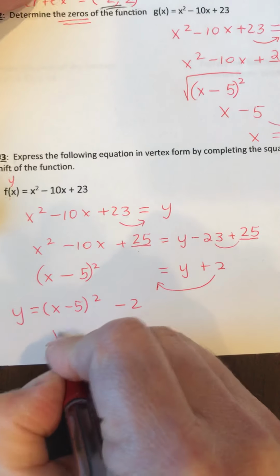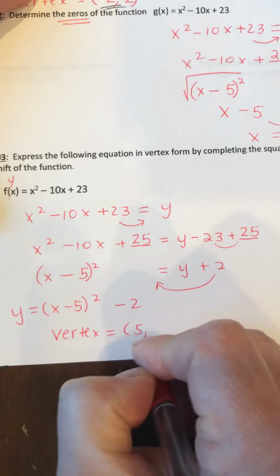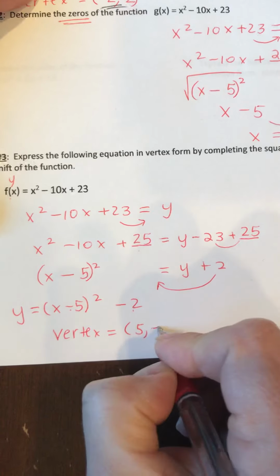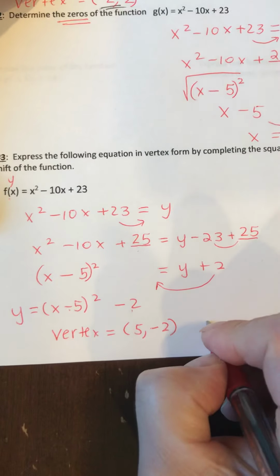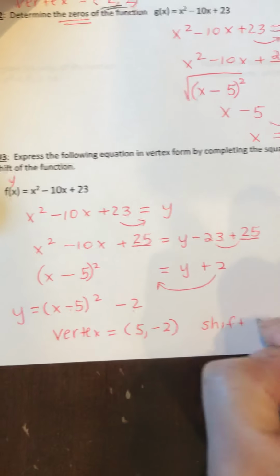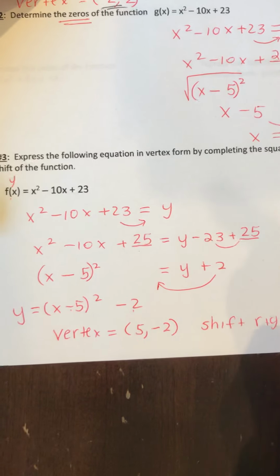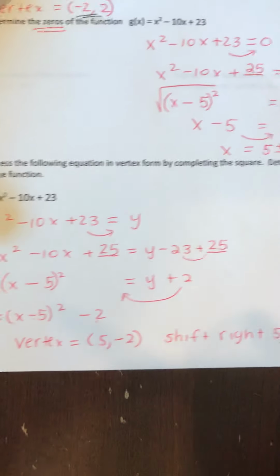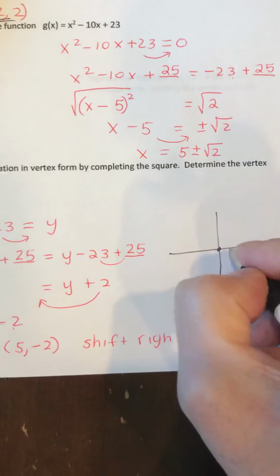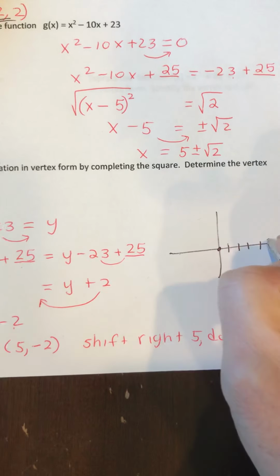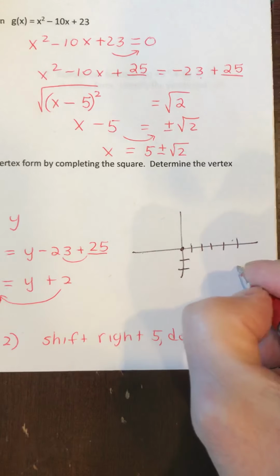Our vertex is going to be the opposite of this negative 5. It's going to be positive 5, and the y is going to be negative 2. That's our vertex, which is also our shift. So from 0, this is going to shift right 5 and down 2. If I made a sketch of this graph, from 0, 0, our vertex is going to be 5 to the right and down 2. So it's going to look like this.